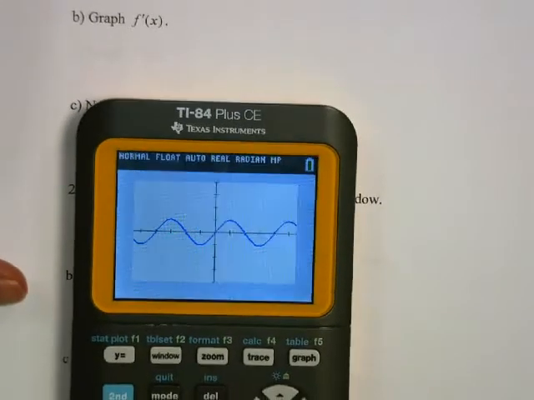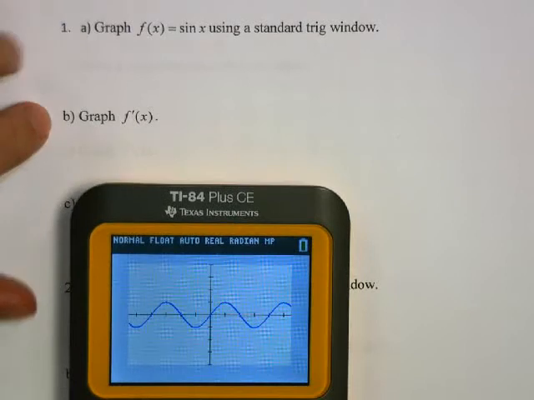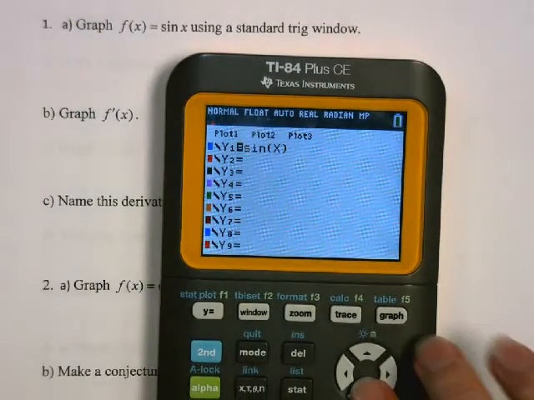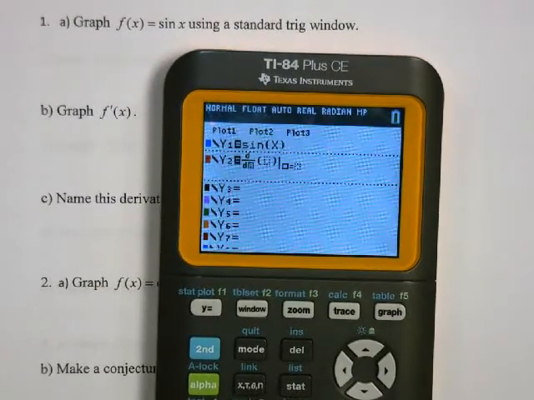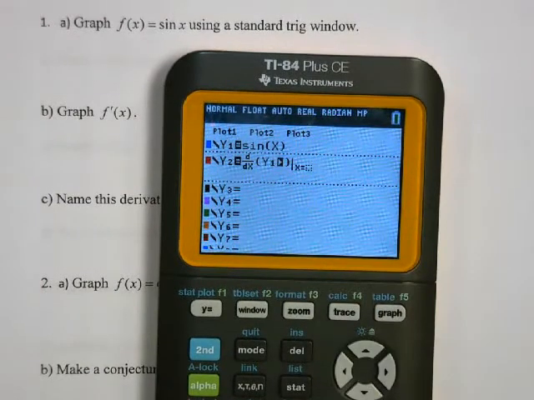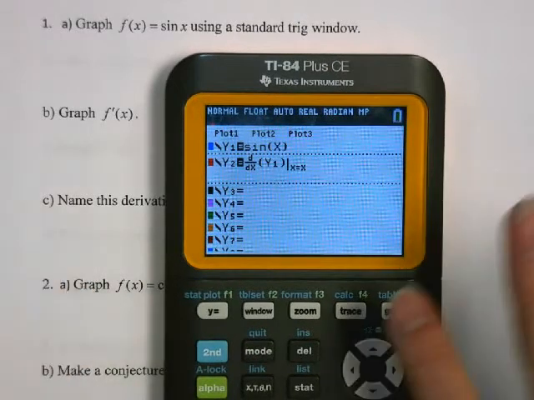And you can jot that down in your notes. Now I'm going to graph the derivative. So alpha 2, derivative d/dx of y1 when x equals x.